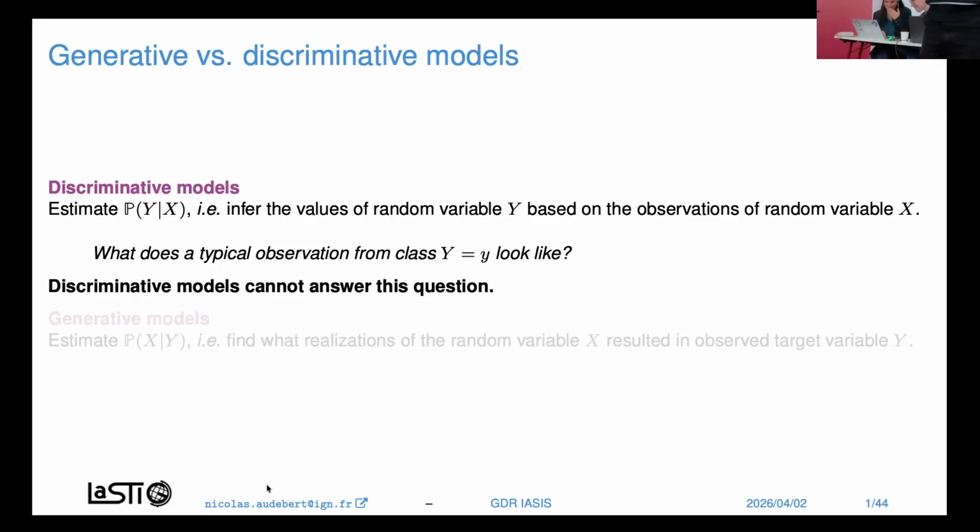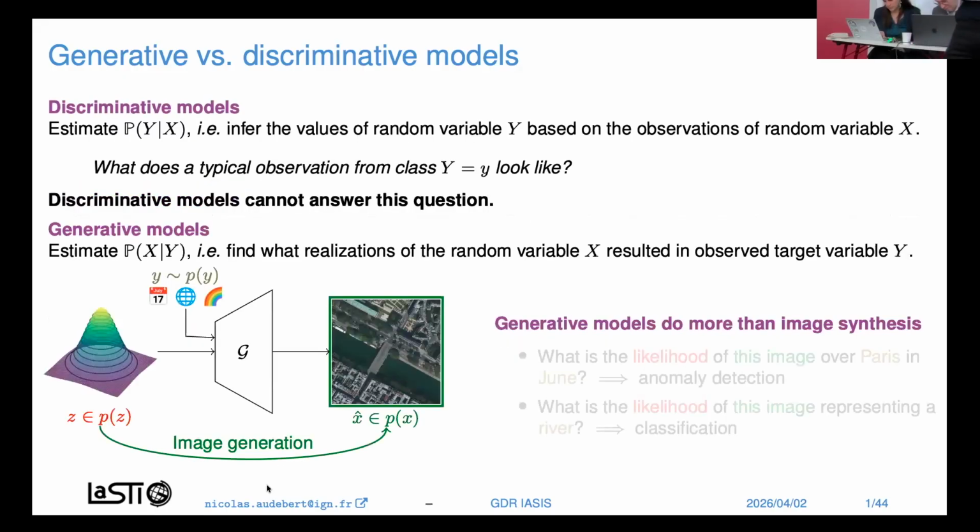But there's one question that discriminative models cannot answer, which is what does a typical observation look like for a given class? So let's say you are trying to do land cover classification, and what does a typical building in your dataset look like? Well, you cannot really know that based on discriminative models, because they don't give you any estimate of the probability of X, the observation.